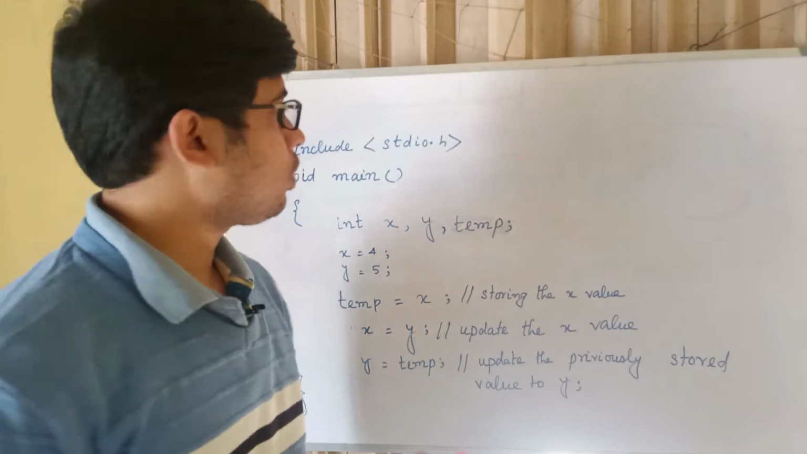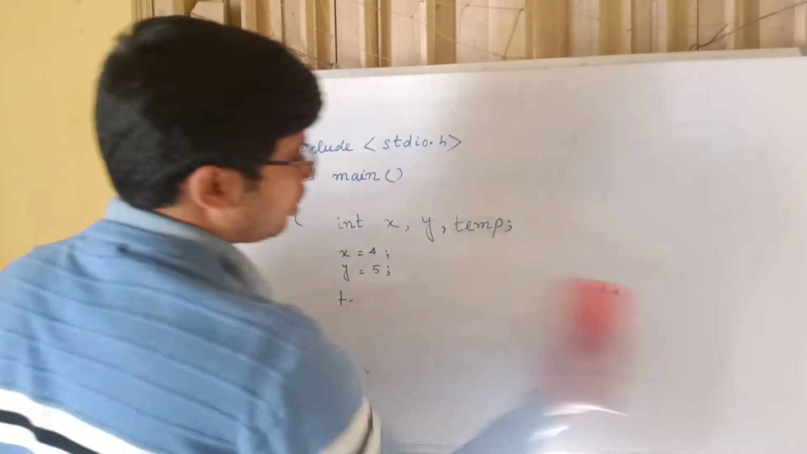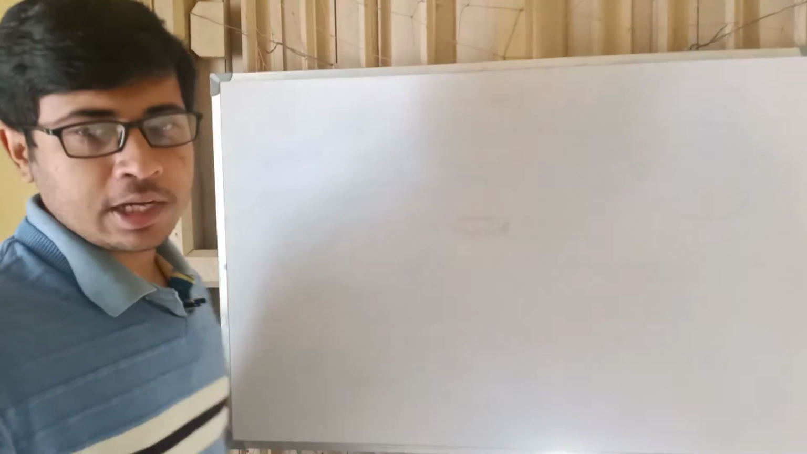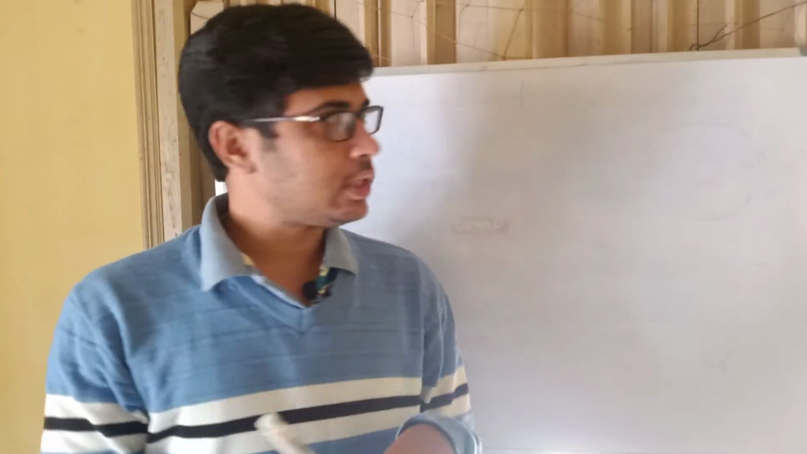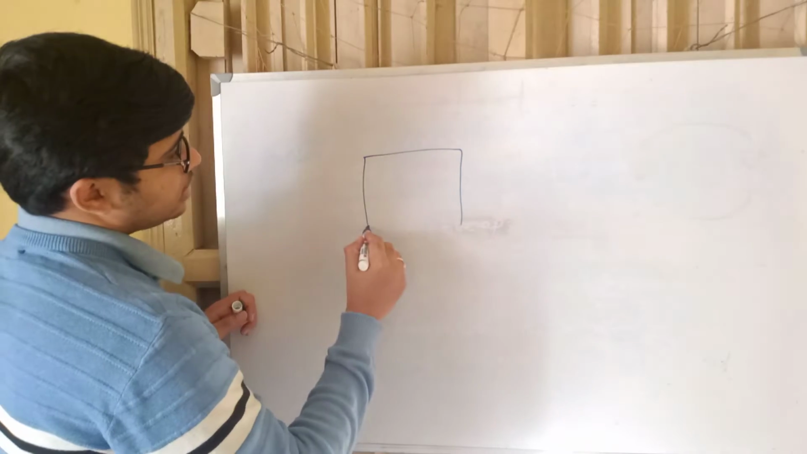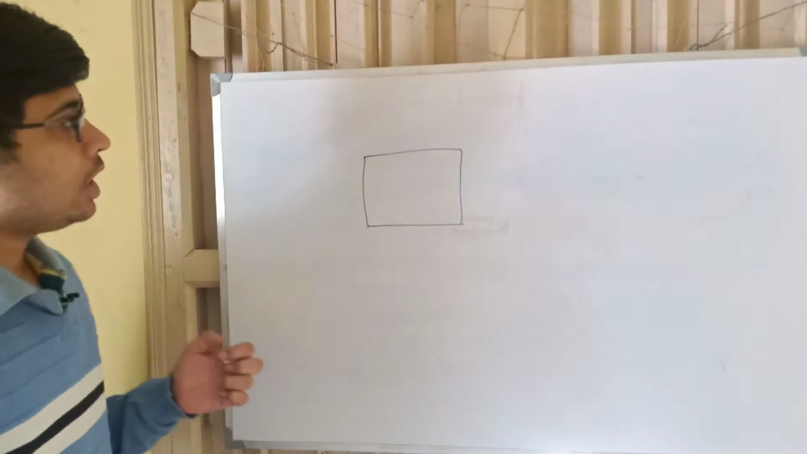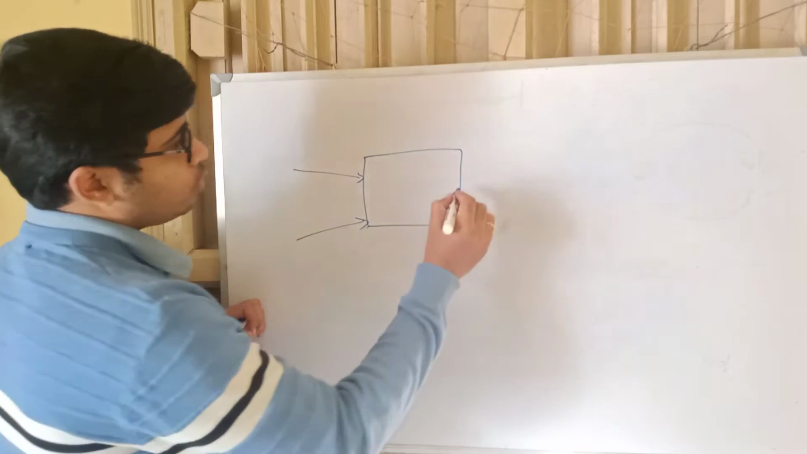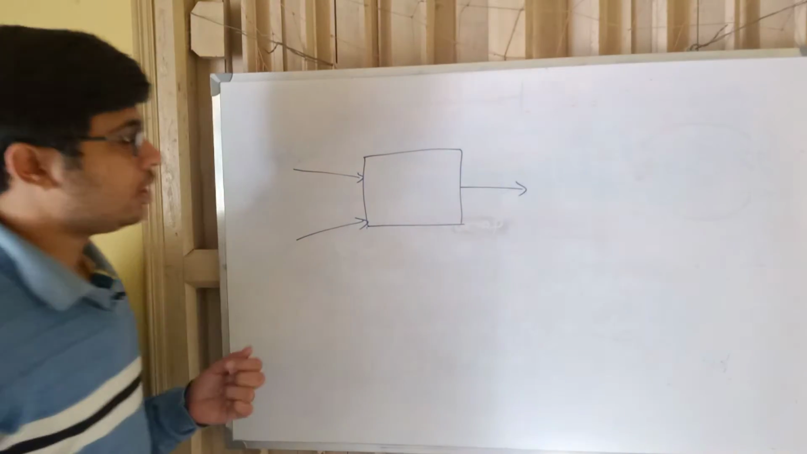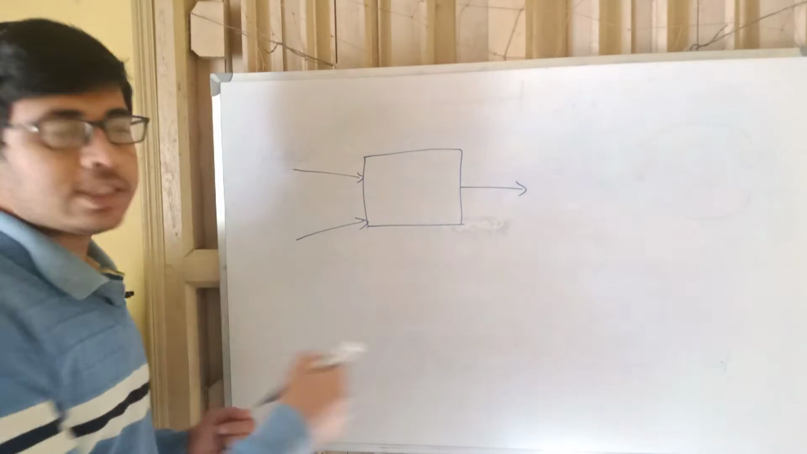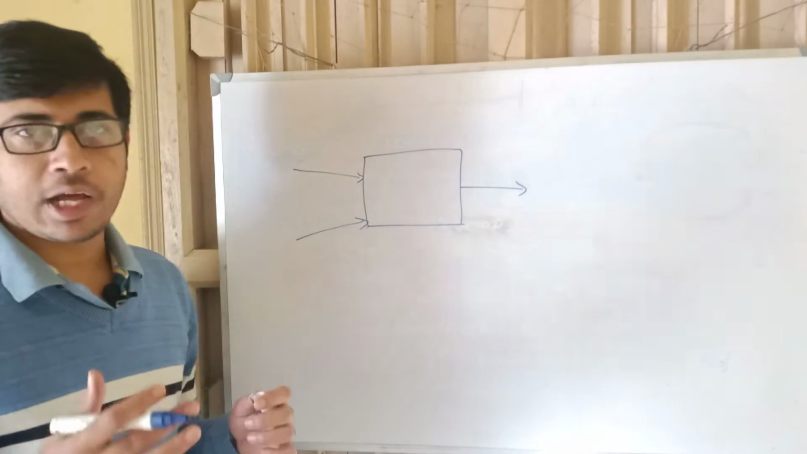So basically, first let me explain to you: function is a mathematical concept. Function is something like this. There is something called a black box. Okay, this is a black box. You give some input and you want some output. There might be multiple inputs, right? And you want some output. That is the main funda.